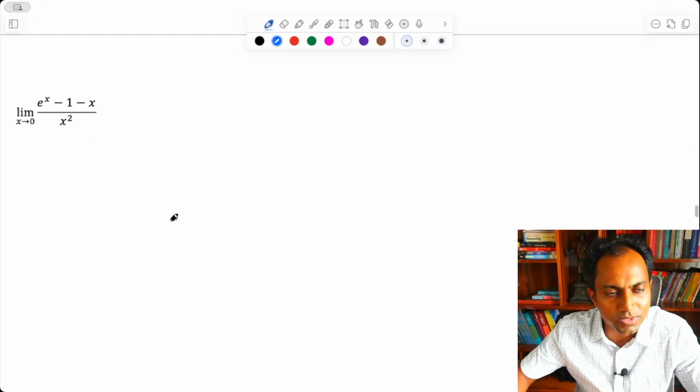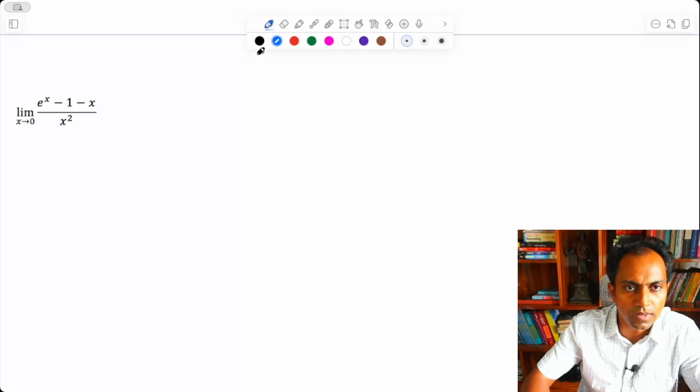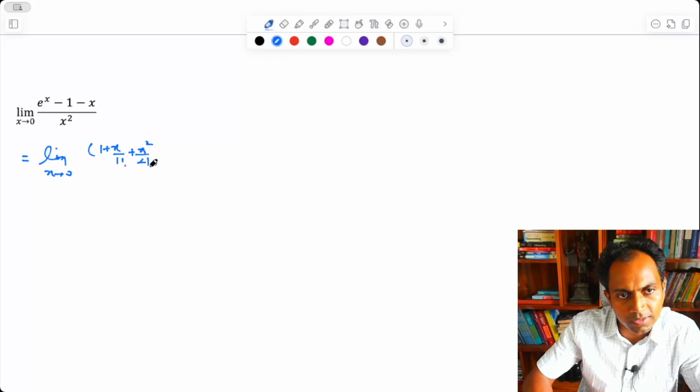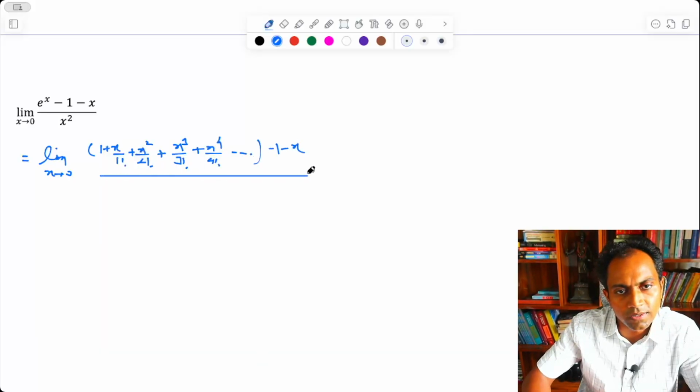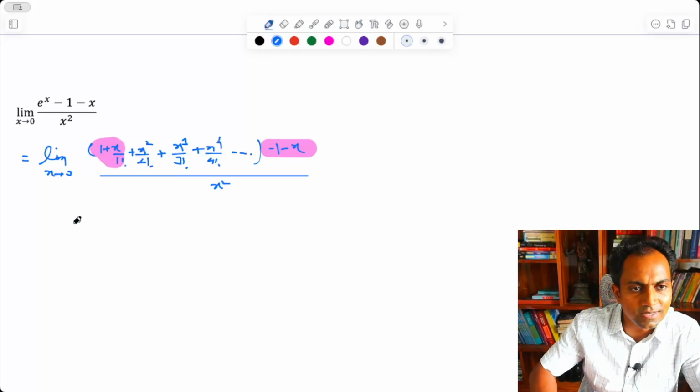The first problem is given to us if I want to solve it. Now in this question, what we can do is write the series expansion of e raised to the power x. So if I do so, the terms can be written as 1 plus x by 1 factorial, x square by 2 factorial, x cube by 3 factorial, x raised to the power 4 by 4 factorial till infinity. Then you will have minus 1 minus x, and then in the denominator we will have x square. So you can see that now once you look into this, these two terms will get cancelled out. Once these cancel out, what are we left with?